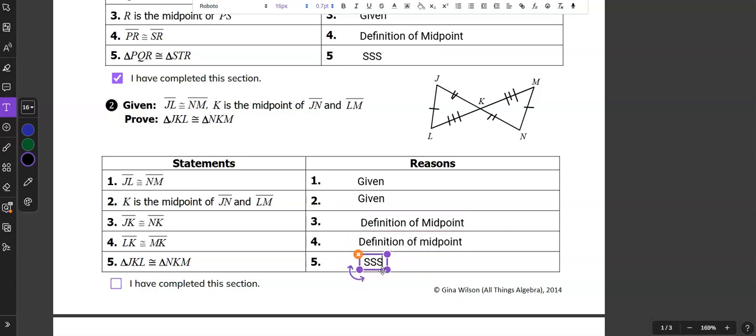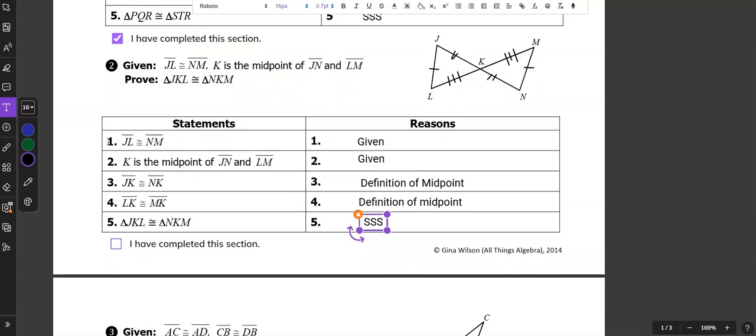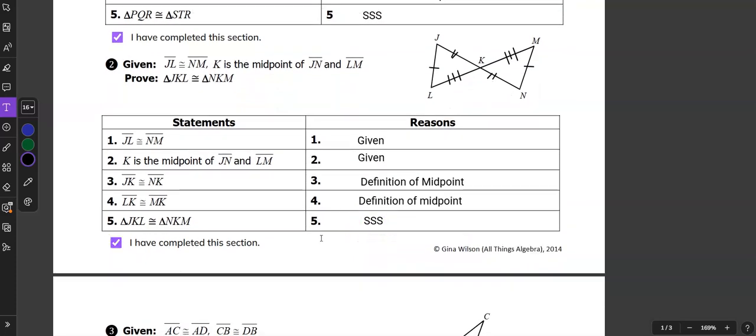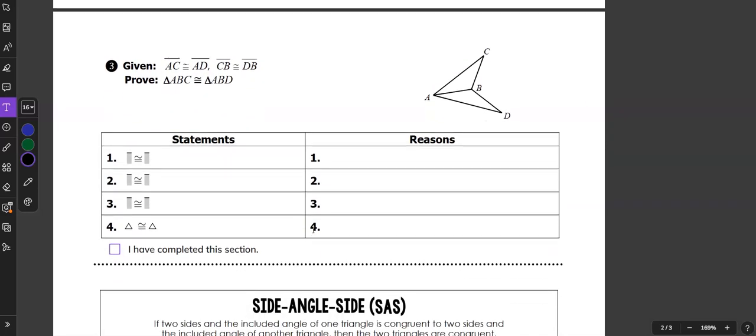side congruency. Now, you may have noticed that there are vertical angles here, where we have this one right here and this one right here. However, without some of this other information, it wouldn't have done us any good. So we need to make sure we have the correct information in order to prove that 2 triangles are congruent. Make sure you go ahead and mark this section as complete and move on to number 3.